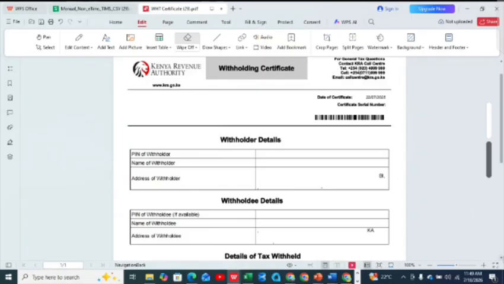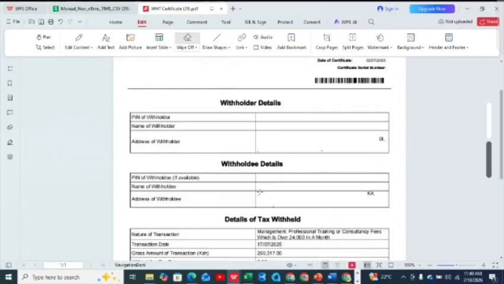Going downward, we get to where we have the withholdee details. These are your personal details, because we have the withholder, and now you are the withholdee. So your PIN will appear here, your name and the address. If you have registered as a company, as a consulting firm, or a firm which is trading with financial institutions, the PIN of the company, the name of the company and the address will appear. But in case it is an individual, your personal KRA PIN will appear here, your name and the address.